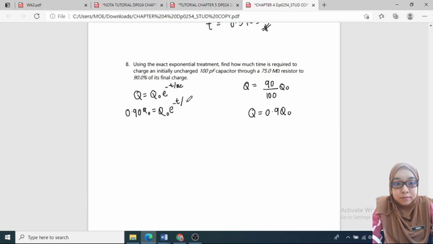T tak tahu, R kita berapa? 75 mega. And then C kita adalah 100 dan 10 kuasa negatif 12. So Q naught and Q naught cancel. So nanti awak akan dapat t awak sama dengan 0.0173 second.